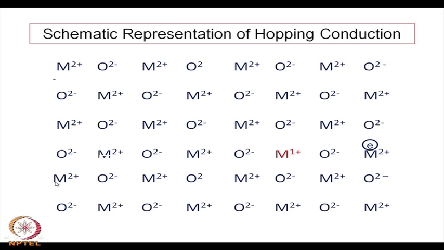Right. Finally, from this side it has moved through the lattice by a kind of hopping mechanism, and finally it has gone to the other end of the solid. So, this is what we call the schematic representation of hopping conduction.